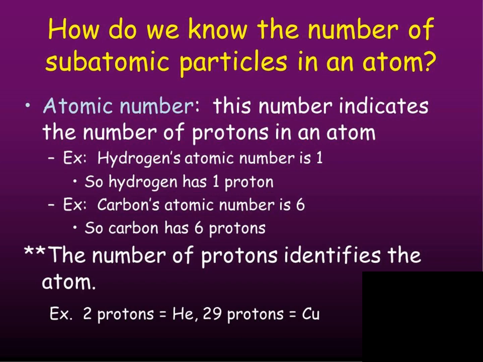The number of protons identifies the atom. 2 protons, helium. 29 protons, what? 29 protons is copper. Okay. For example, if I ask you, what is the total number of protons? If the total number of protons is 30, then the element is zinc. Okay. If the total number of protons is 5, then what is the element we will get? Boron. Okay. So the number of protons is the atomic number.